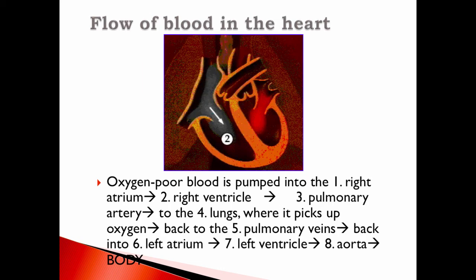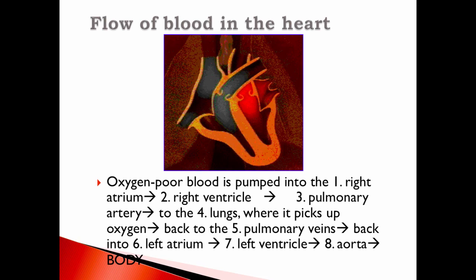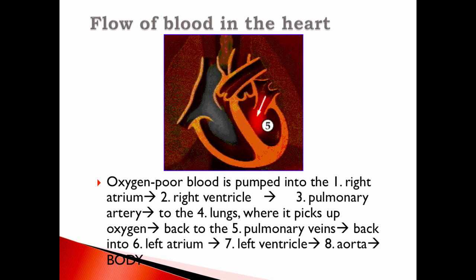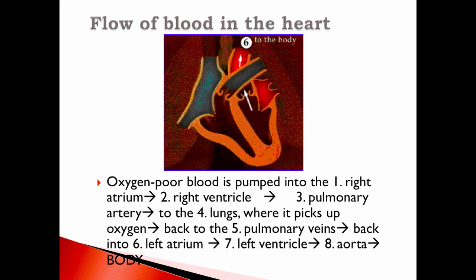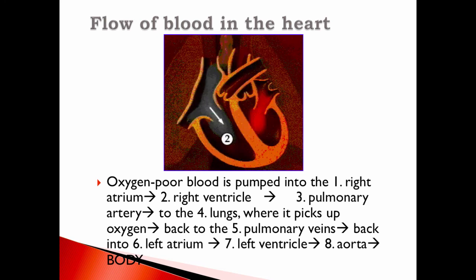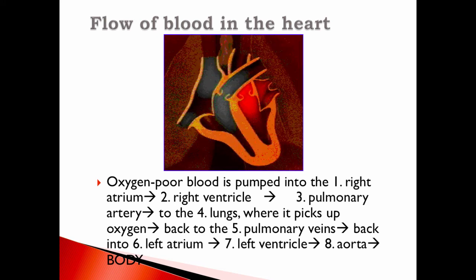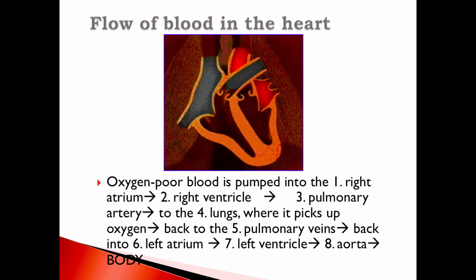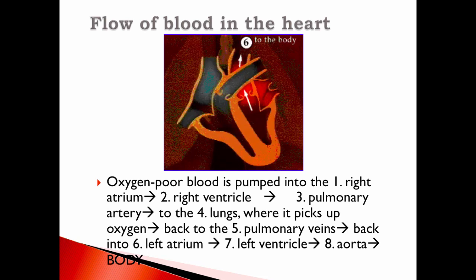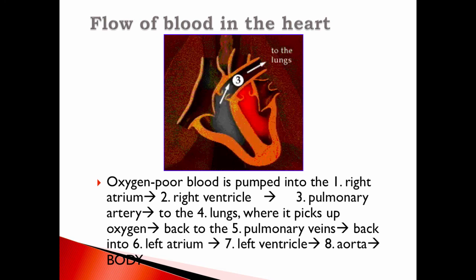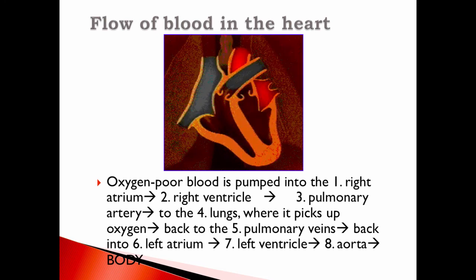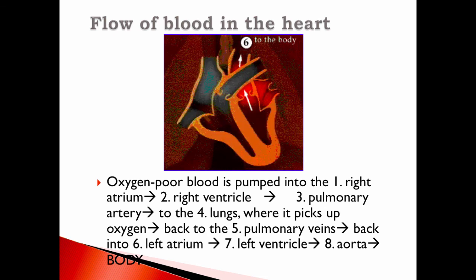So the flow of blood in the heart. Oxygen poor blood is pumped into the right atrium. That is number one, right here. There you go. Then it goes into the right ventricle. Then it leaves the heart through the pulmonary artery, where it goes to the lungs to pick up oxygen. Now it comes back through the pulmonary vein, into the left atrium, into the left ventricle, where it will then leave the heart through the aorta to go to the rest of the body. And this is all, like I said, happening simultaneously.